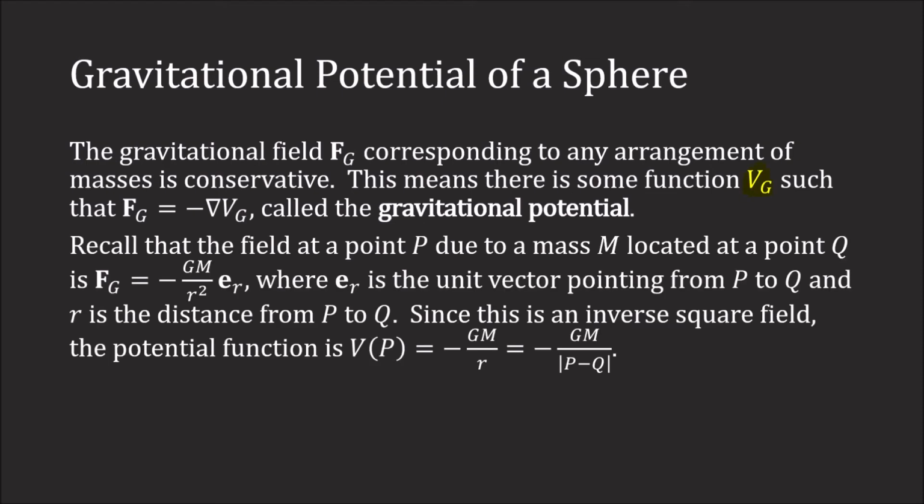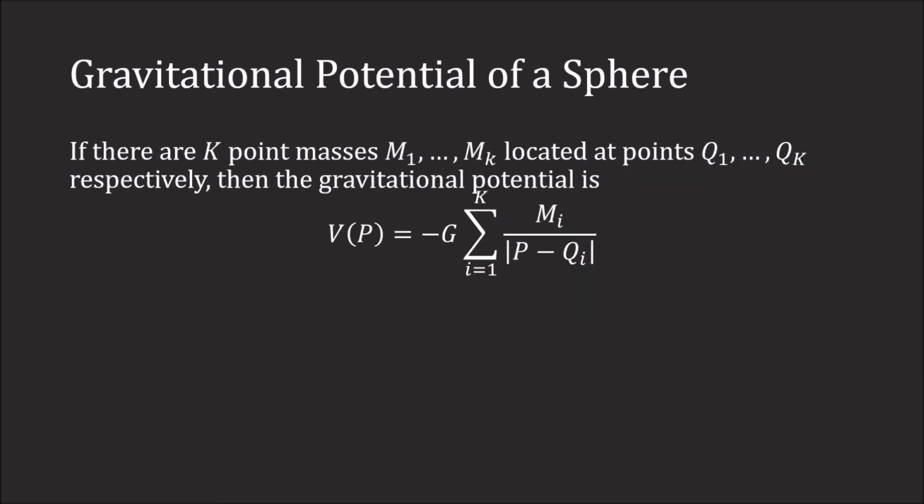Now, recall that a field at a point P due to a mass m located at a point Q is given by this right here, where e sub r is the unit vector pointing from P to Q, and r is the distance from P to Q. Since this is an inverse square field, the potential function is negative G m over r, and r is just the absolute value of P minus Q. If there happen to be k point masses located at k points, then the gravitational potential is a summation.